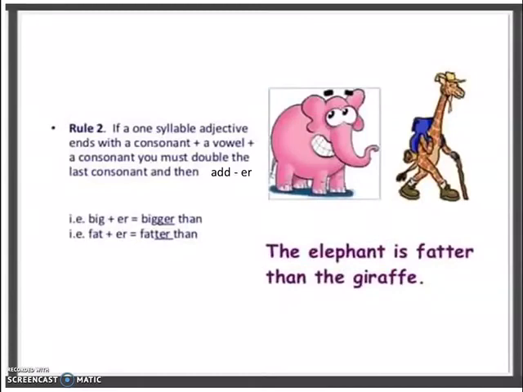Rule number 2. If a one-syllable adjective ends with a consonant, a vowel, a consonant, you must double the last consonant and then add er. For example, big. Big is made up of one syllable also. It ends with a consonant letter, but before it we have a vowel letter. So you have to double the consonant, letter G, and then add er followed by the word than. As you can see in the example, the elephant is fatter than the giraffe. We doubled letter T because before T we have the letter A, which is a vowel letter.